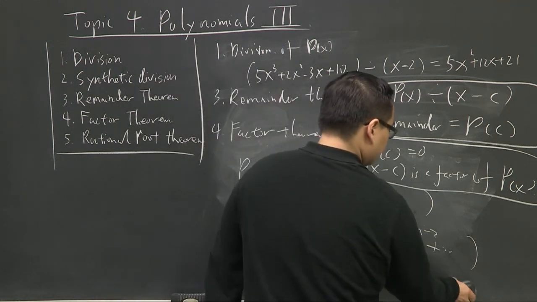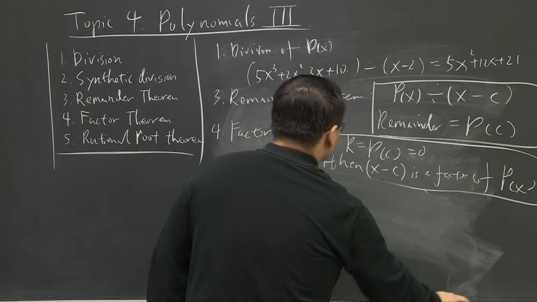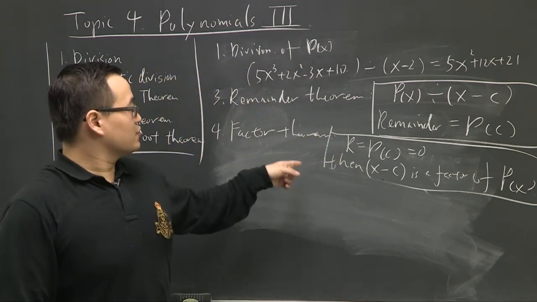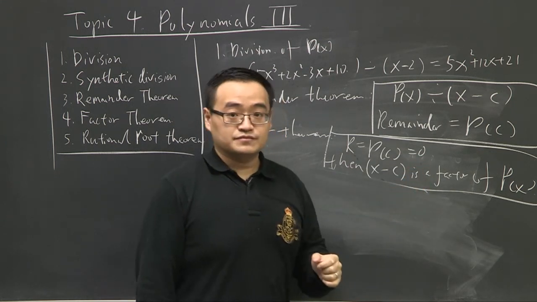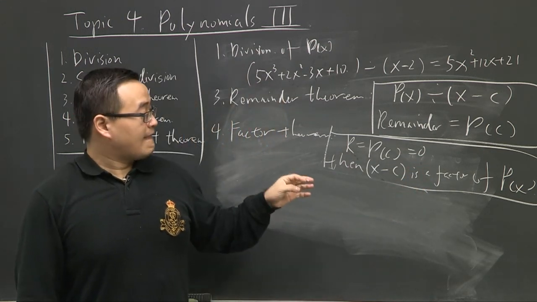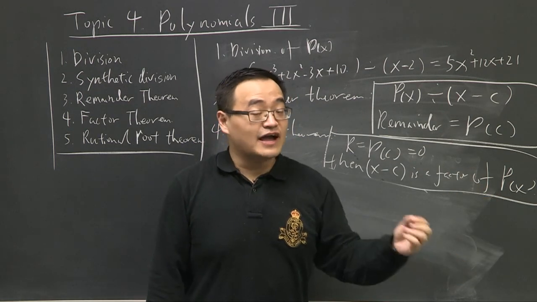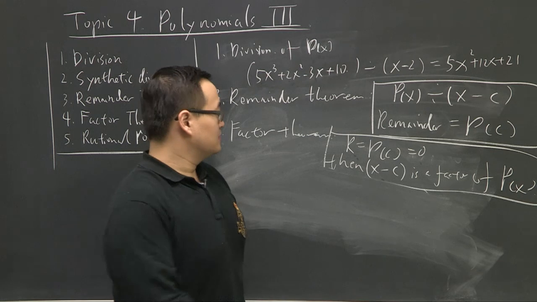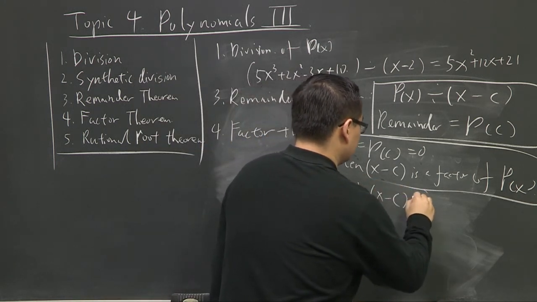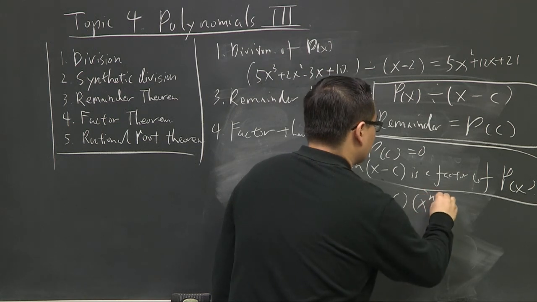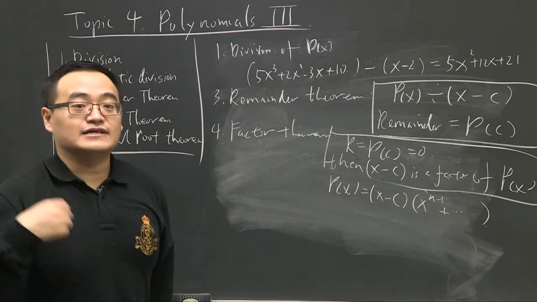So if the remainder, the factor theorem says, if the remainder is 0, then x minus c is a factor of P of x. I'm going to continue to add a line to that. Then you can write P of x as x minus c times x to the m minus 1 plus all the way down. You're reducing that a degree lower.